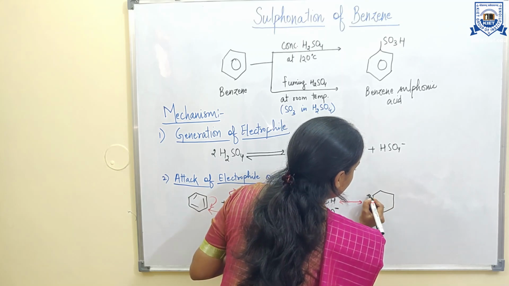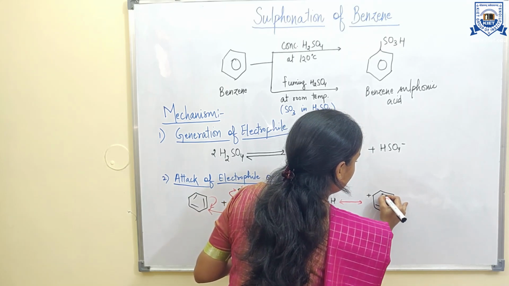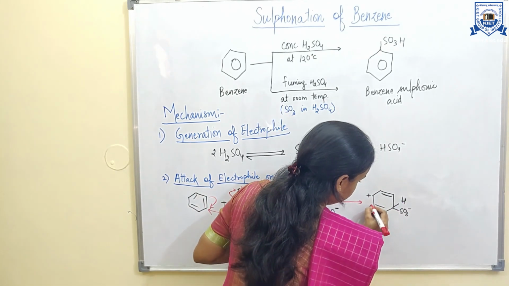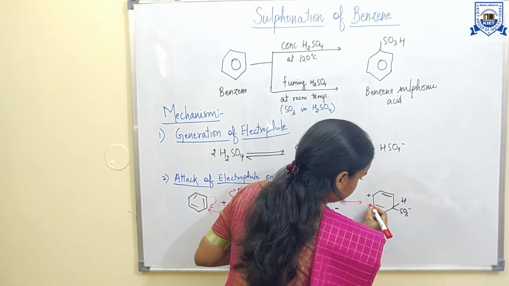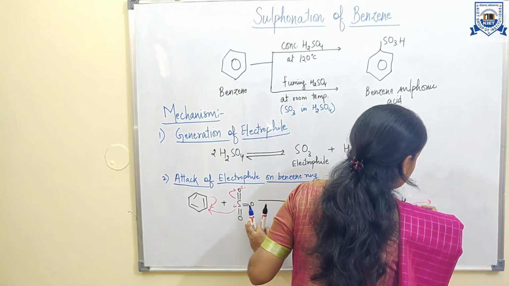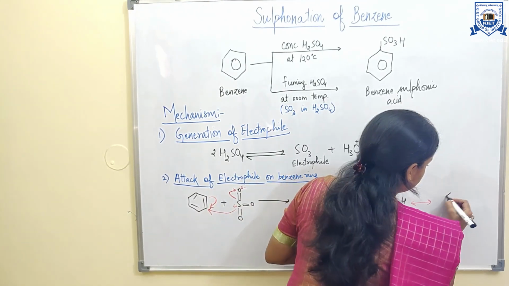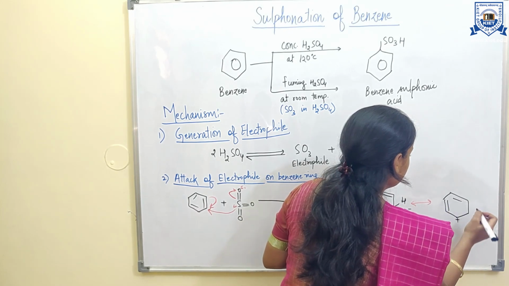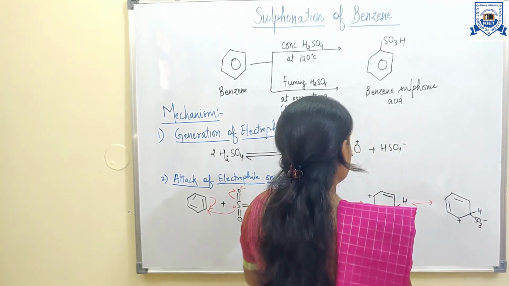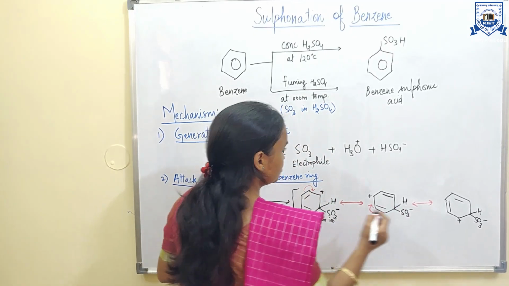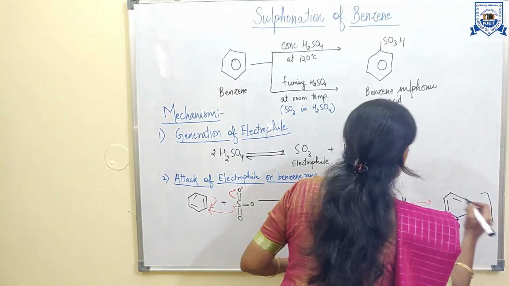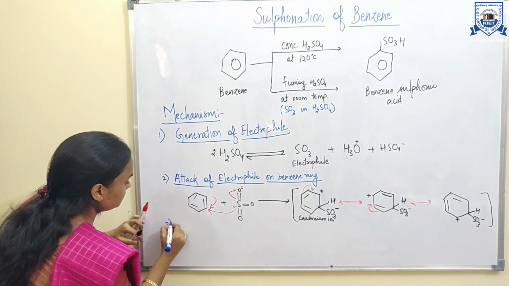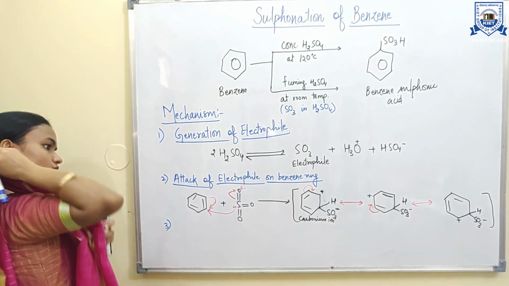So a positive charge will come here, and a new bond will be formed here. It can also be shifted here. These are the movements of the electrons due to resonance. A positive charge will come here and a new bond will be formed here. So these are the various resonating structures of this carbonium ion intermediate. So it is stable. Now the next step is the loss of the proton.